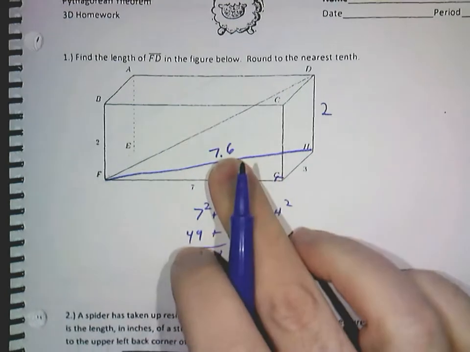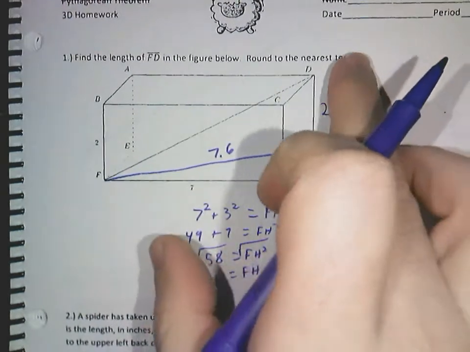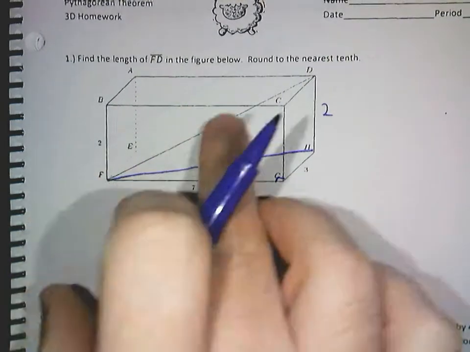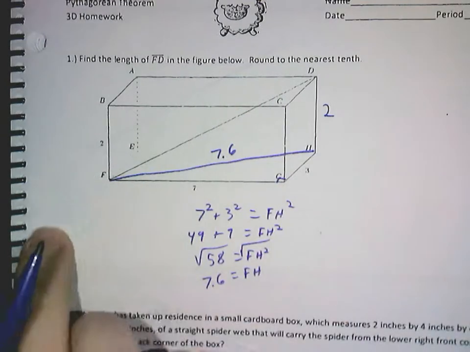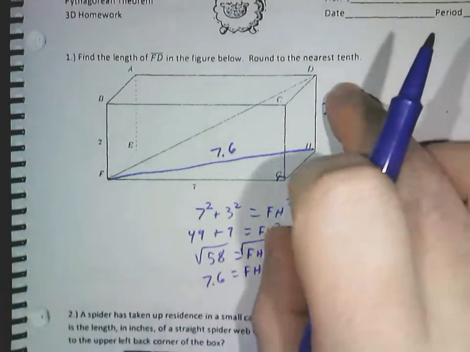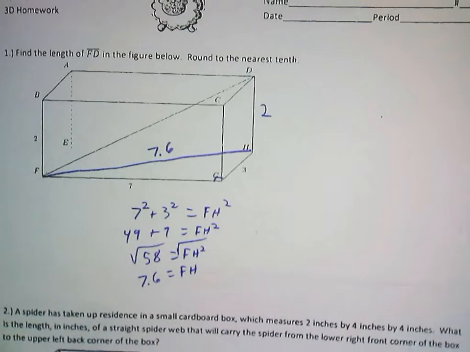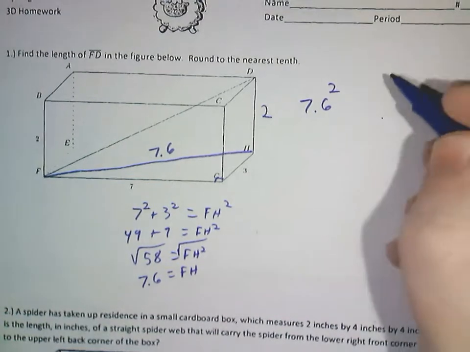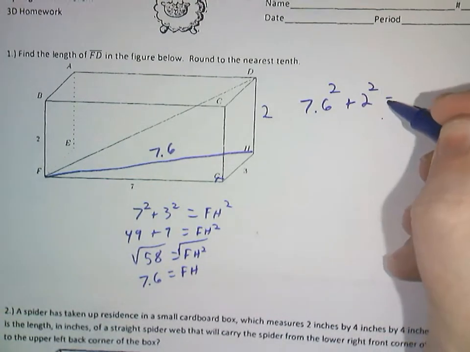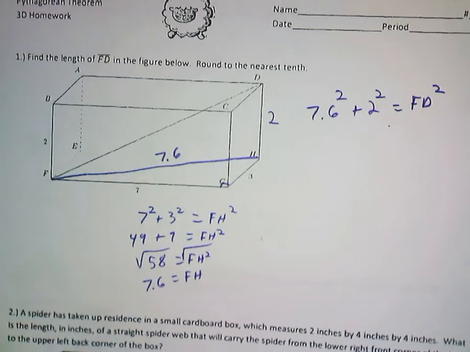Okay, now that I know that, I have my two legs, right? I have 7.6 and 2. Now I can use that to solve for FD here. That's the line that goes from the front of the cube to the back of the top of the cube. So again, I set up the Pythagorean theorem. I get 7.6 squared plus 2 squared equals FD squared. Then I square them, 7.6.